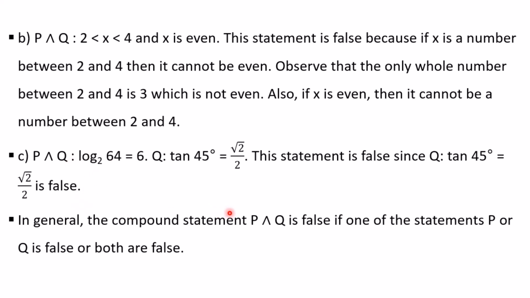So in general, the compound statement P and Q is false if one of the statements P or Q is false or both are false. So even if one of the statements is false, then the statement is a false statement. So for a statement to become a true statement, both should be true.